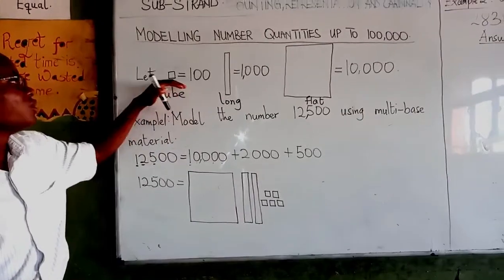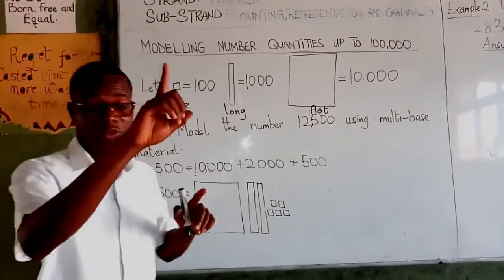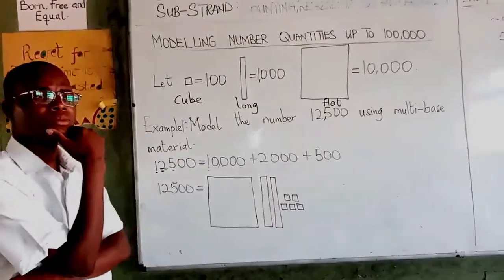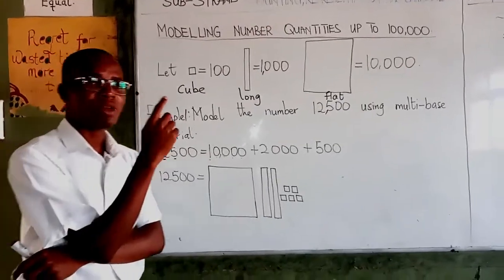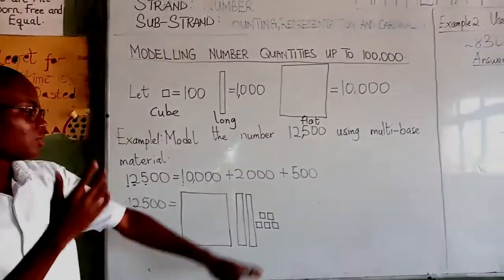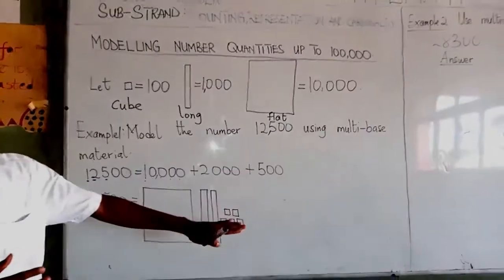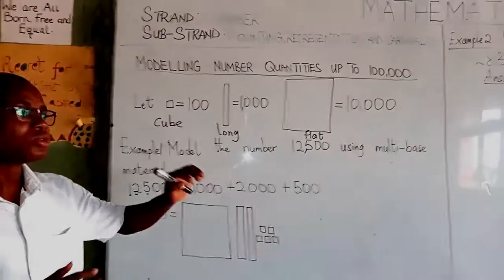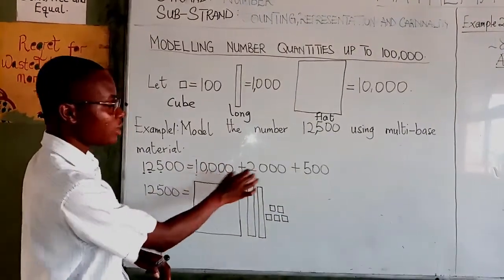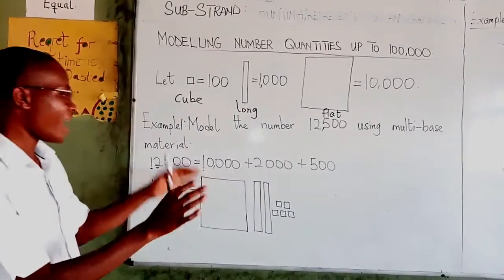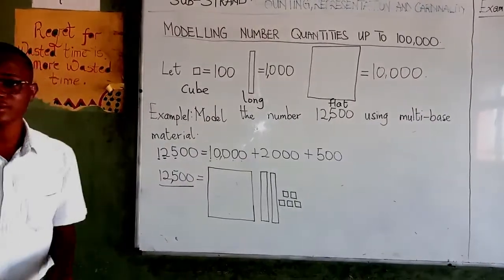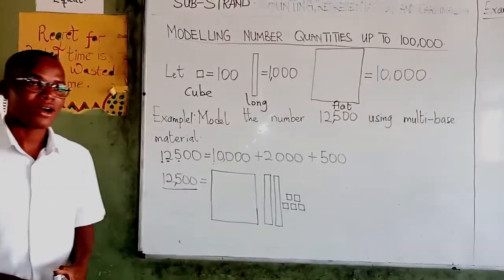Now let's continue with the last one here, which is 500. Remember, we use a small cube to represent 100. So if you have 500, what do you think you're going to do? I think then we are going to represent the 100 5 times, right? Like that. So we draw the small cubes 5 times to make the whole number. 10,000 here, 2,000 here, and 500. So when you add all of this it is going to give you 12,500. Wow, I hope you are following me.